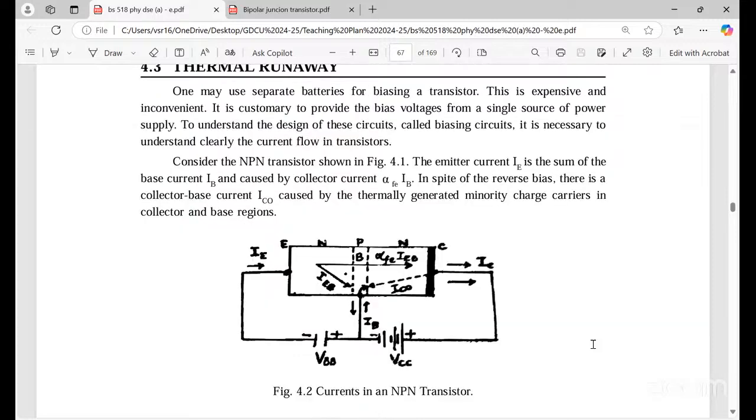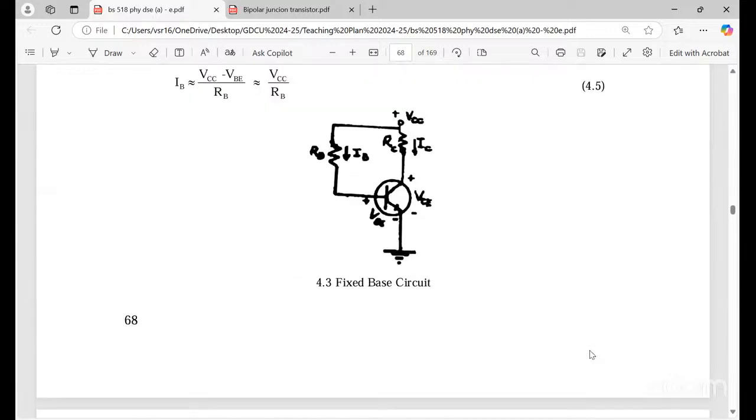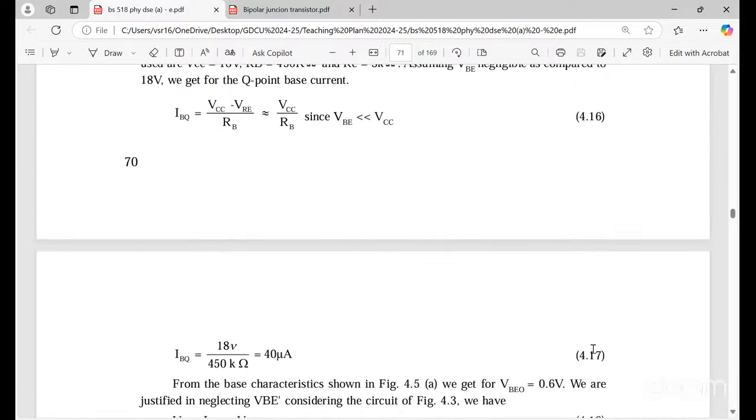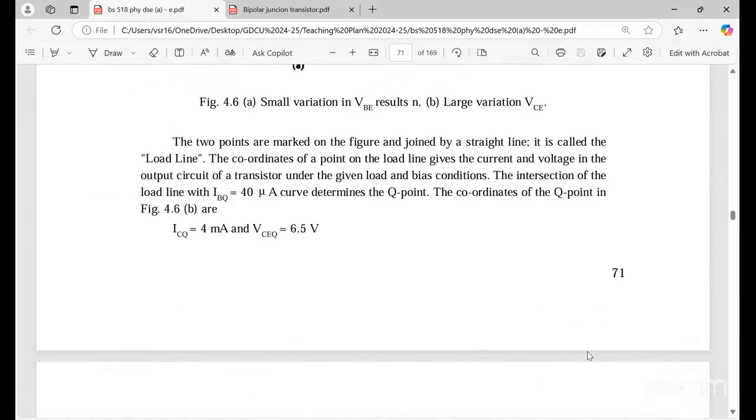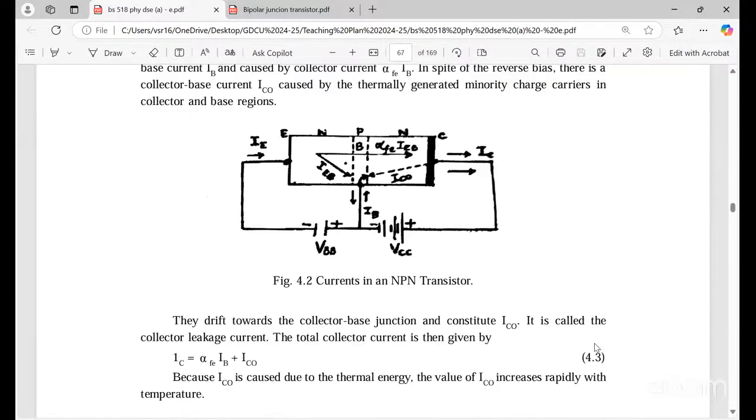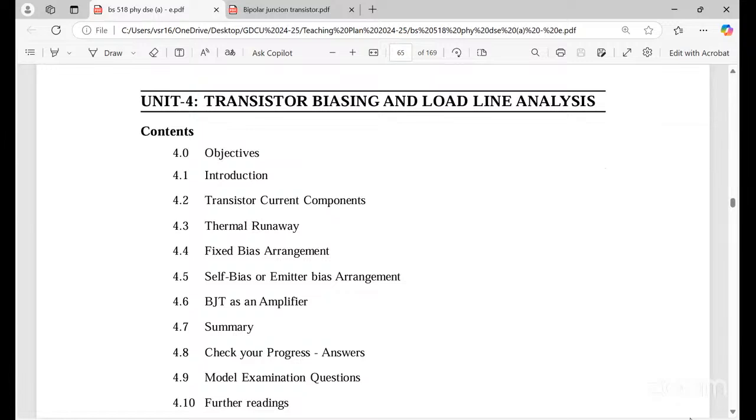Thermal runaway is most important. The expected short question is this: thermal runaway. Fixed bias, essay question. Self bias combination they are going to ask. And how the BJT works as an amplifier. So by tomorrow's class, we will discuss all these things. This one, transistor biasing and load line analysis. Okay, I think you got an idea about how the questions are going to be given by the examiner.